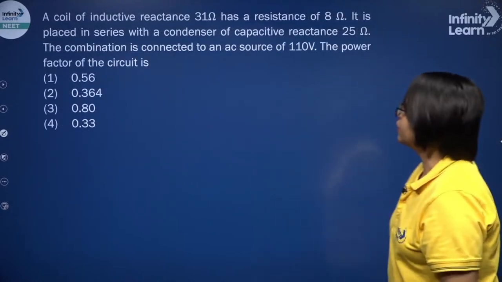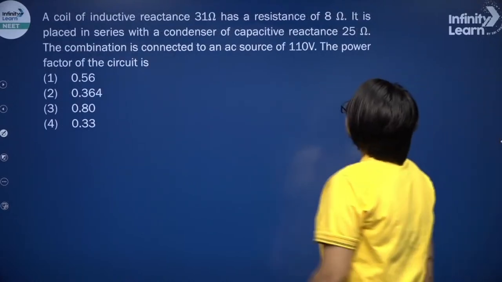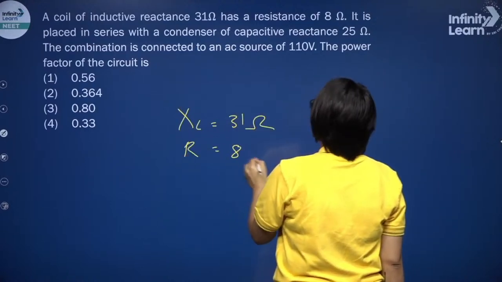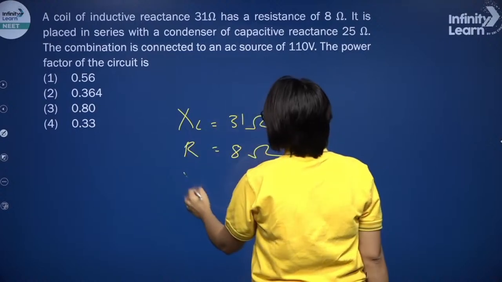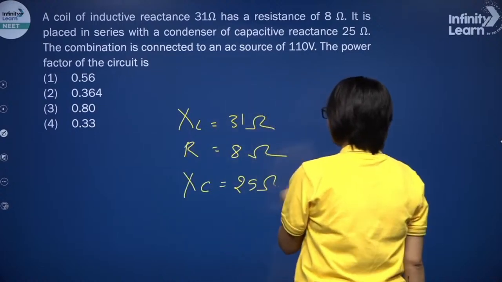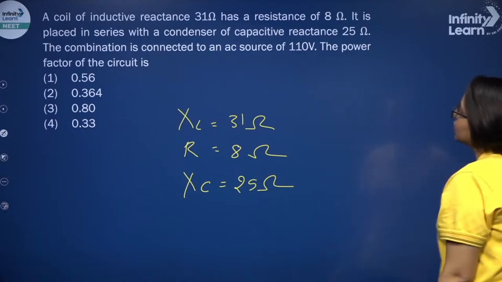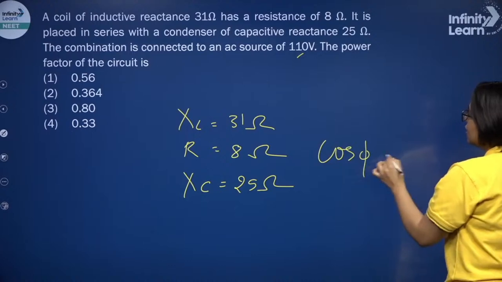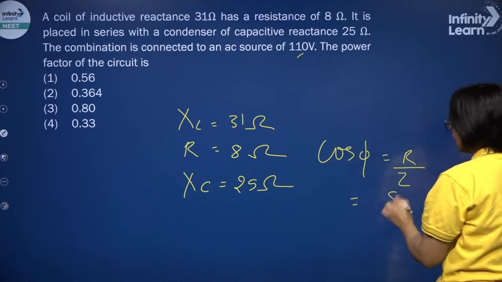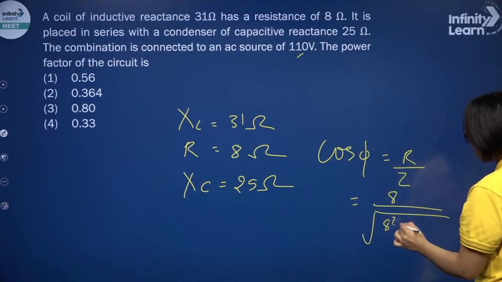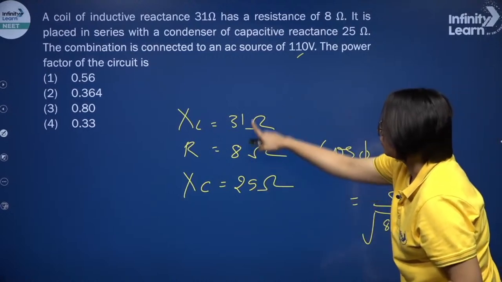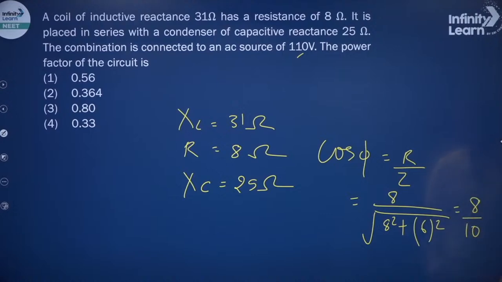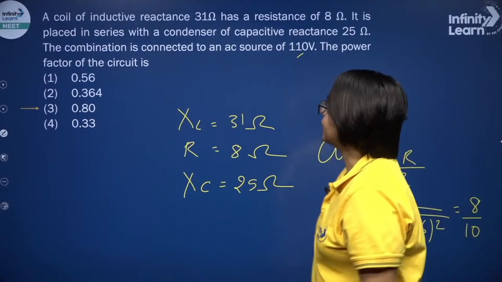Next is this one. A coil of inductive reactance 31 ohm has a resistance of 8 ohm and capacitive reactance is 25 ohm. The combination is connected to an AC source of 110 volt. The power factor? Power factor is cos phi, which is R upon Z. R is 8, Z is under root of R square plus (XL minus XC) square, which is 31 minus 25 whole square, which is 6 square. So this will be 8 upon 10, which is 0.8. So the correct answer is option 3.